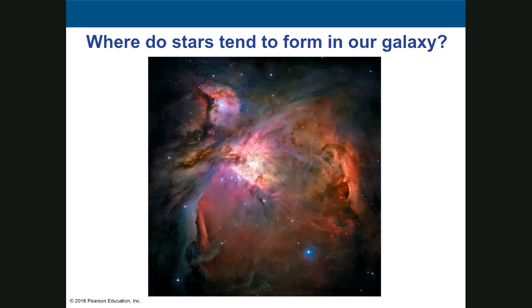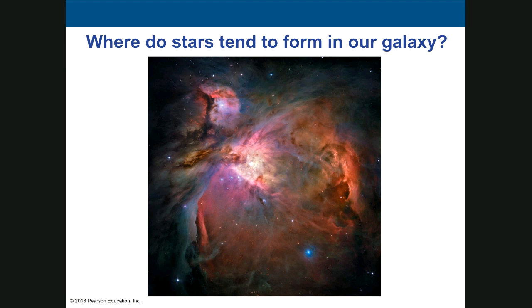So we want to look at where stars tend to form in our galaxy. We already sort of answered that question. Does anyone remember the answer? So your choices are disk, bulge, or halo. And I told you halo stars are very old, so we can mark that one out. So where were the young stars? No, they weren't in the halo. They were in the disk. Disk, disk, disk.